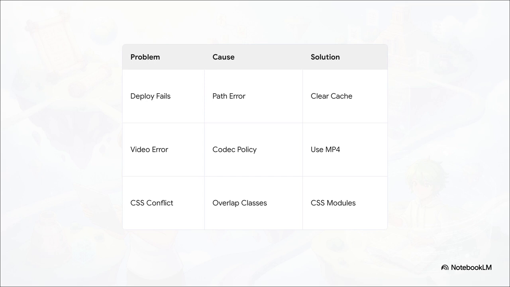If your beautiful new Hanbok video won't embed, it's usually a codec issue. Make sure you always export using the MP4 H.264 standard. And if your website styling looks completely broken, likely overlapping CSS classes, keep your CSS modularized. Knowing these quick solutions will save you literally hours of frustrating debugging.